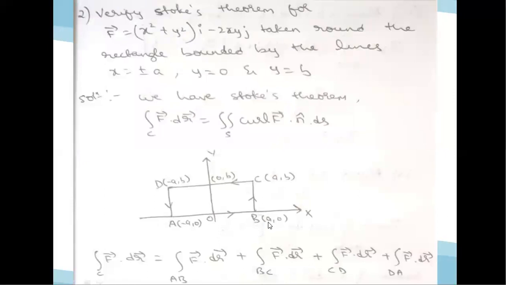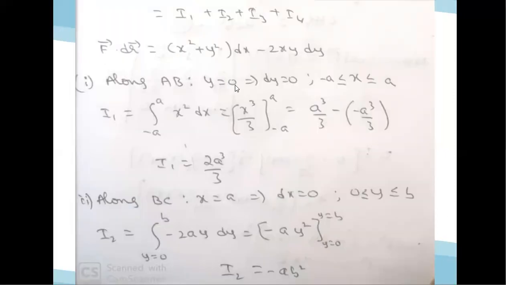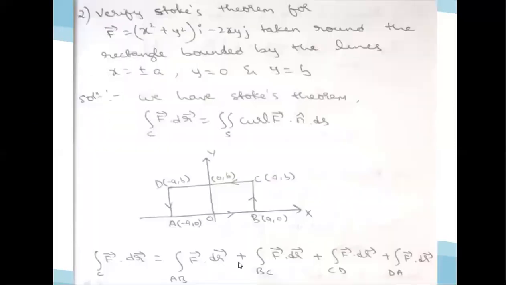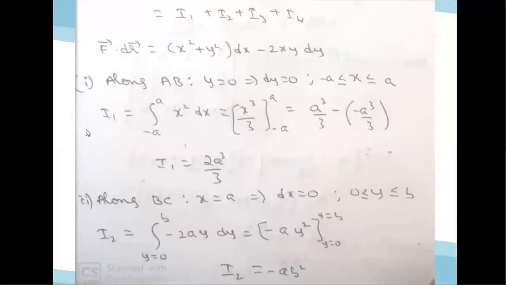x varies from minus a to a, and this line is called y is equal to 0. Along AB, y is equal to 0 implies dy is equal to 0, and x varies from minus a to a. So what is I1? Here you can see this is our I1, that is the integral over AB of vector f dot d vector r. As we have already found what vector f dot d vector r is, along AB we have to substitute y is equal to 0 and dy is equal to 0.